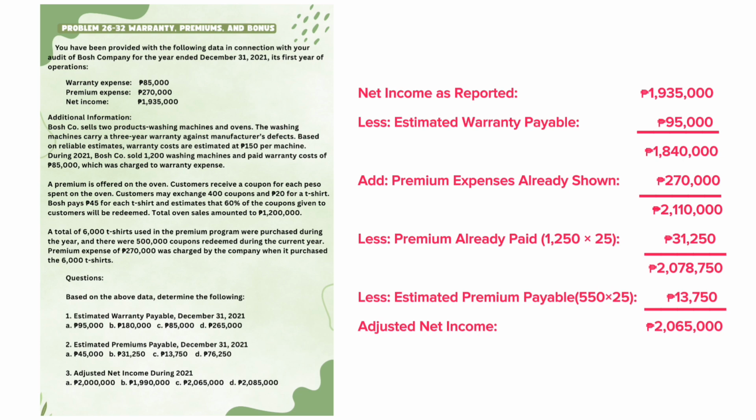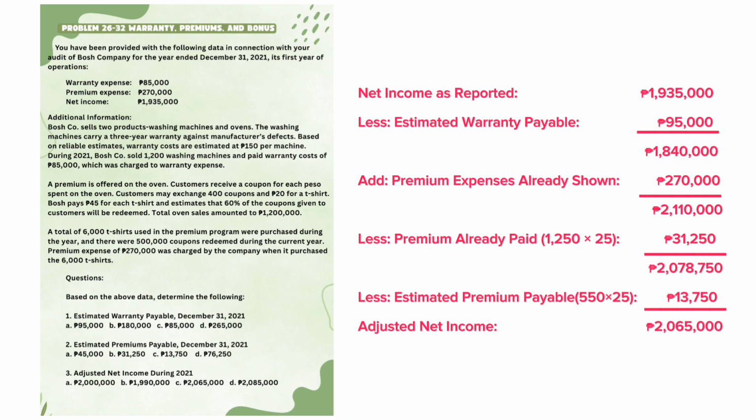So we add back the premium expense that was already recorded. The company initially recorded a premium expense of 270,000 when they purchased the t-shirts for the premium program. Since this was fully expensed at the time of the purchase, we add it back because we will now account for the actual premium cost properly. So 1,840,000 plus 270,000, we have the amount of 2,110,000. And then we subtract the premiums that were already paid.